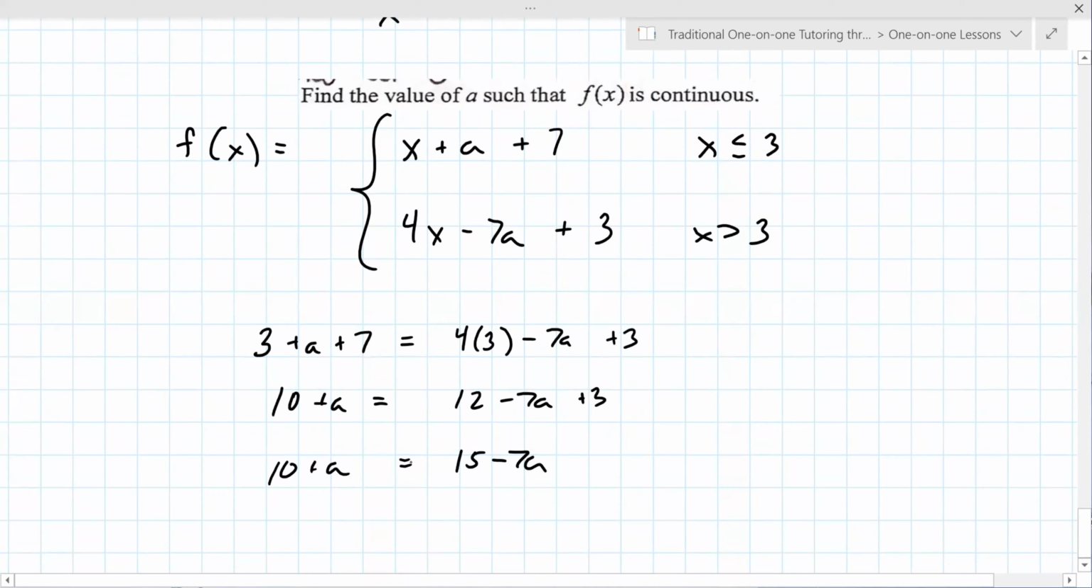So subtract 10 and then add the 7. So 8a equals 5, so a equals 5/8. That's the more common question.